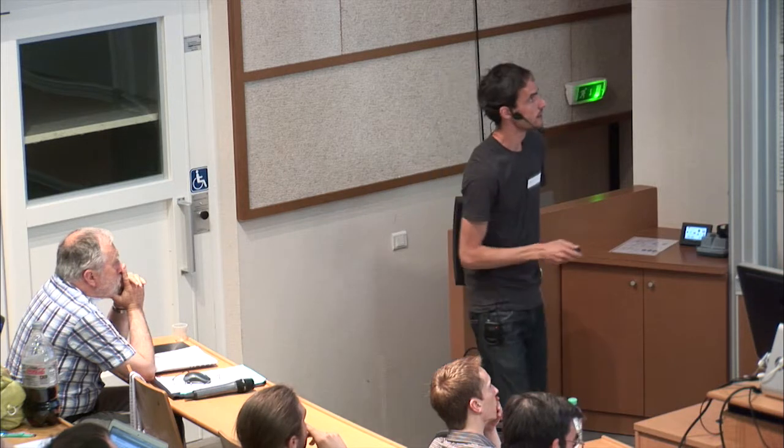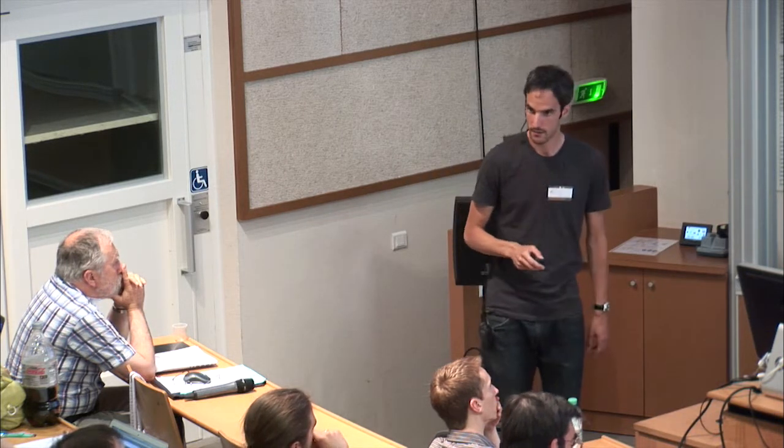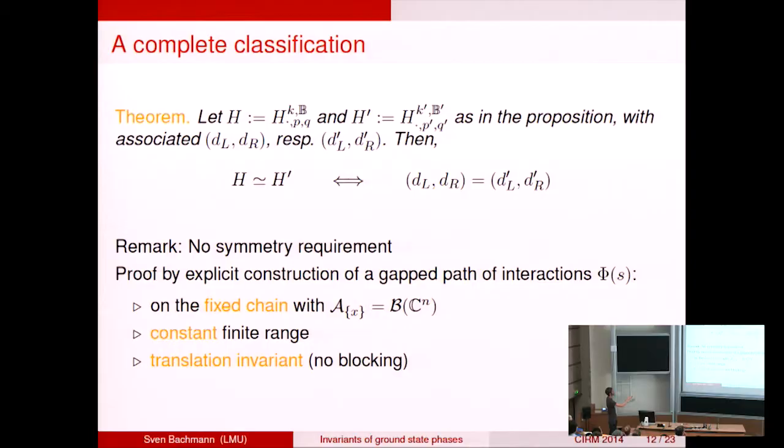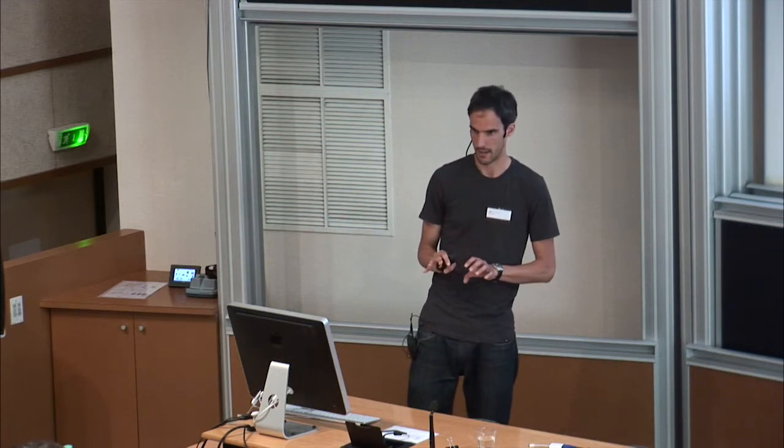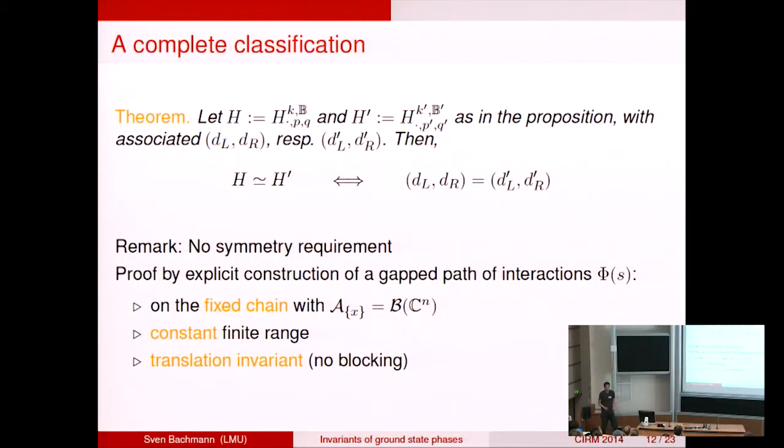But here's the statement: H and H prime are in the same phase with respect to that definition if and only if these DL and DR, which parameterize the dimension of the edge states, the number of edge states, are equal. Okay? Namely, the dimension of these edge states is the complete invariant of my classification for this family of Hamiltonians in one dimension. That's the statement. So, in particular, if I give myself two such Hamiltonians, I'm able to construct a path of Hamiltonians interpolating between the two such that the spectral gap does not close along that path. That's in fact how the proof goes.